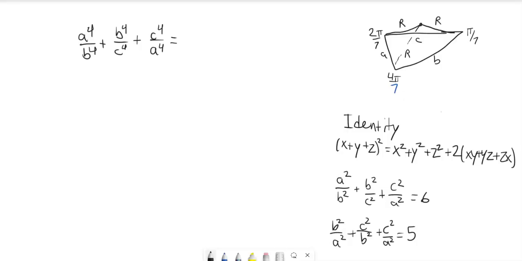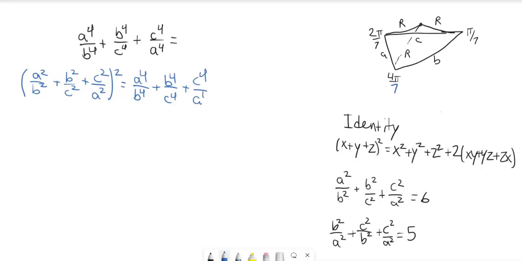I'm going to use the identity that is down below the heptagonal triangle here. And here is how it will work out. I'm going to start off by writing a squared over b squared plus b squared over c squared plus c squared over a squared, and that itself will be quantity squared. And then I'm going to write the identity from above, the equation from above, on the right side of that equal sign. And then I'm going to add 2 times the quantity, and I believe I have enough space to do it this time.